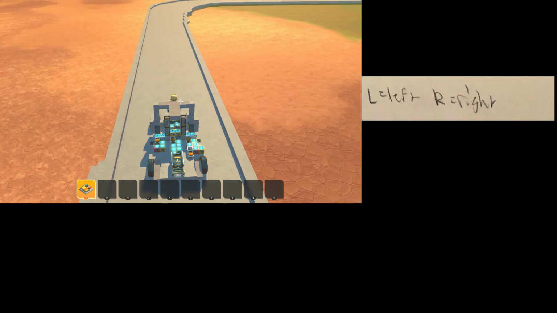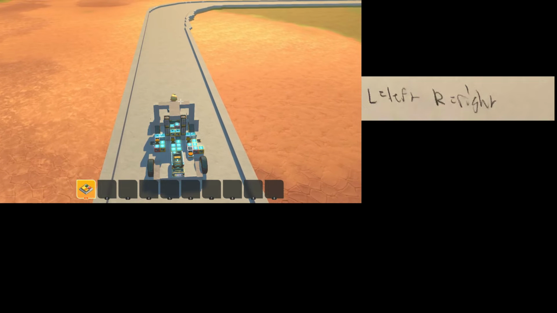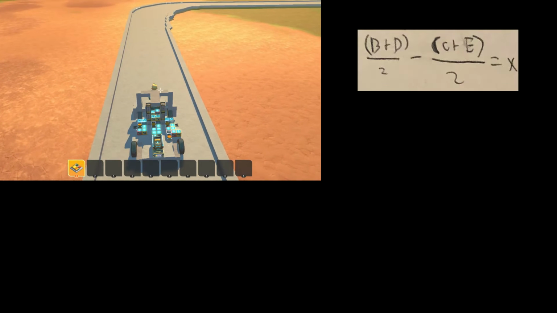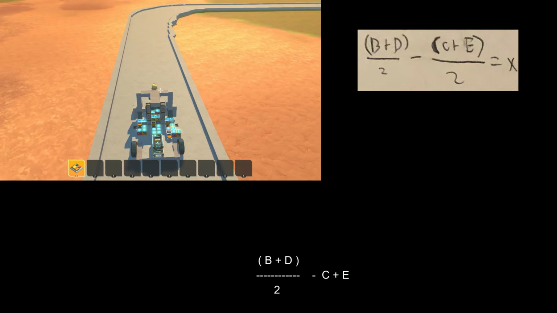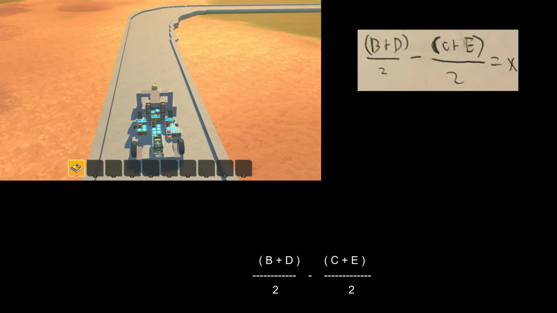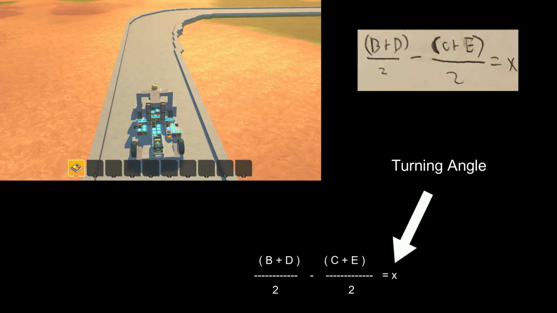Anytime on this page you see L, that means it's turning left. Anytime you see R on this page, that means it's turning right. And so the equation is (B plus D) divided by 2 minus (C plus E) divided by 2. And what that does is it gives us the turning angle so the car knows how much to turn.